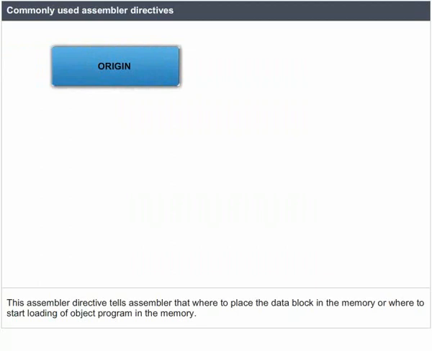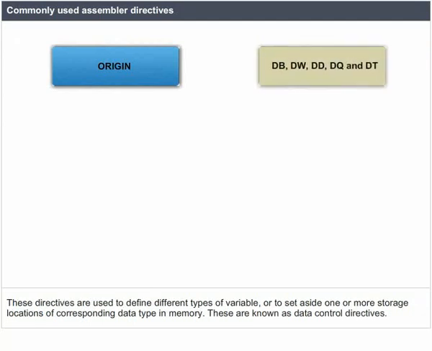Commonly used assembler directives. Origin. This assembler directive tells the assembler where to place the data block in the memory or where to start loading the object program in the memory. DB, DW, DD, DQ, and DT. These directives are used to define different types of variables or to set aside one or more storage locations of corresponding data type in memory. These are known as data control directives.